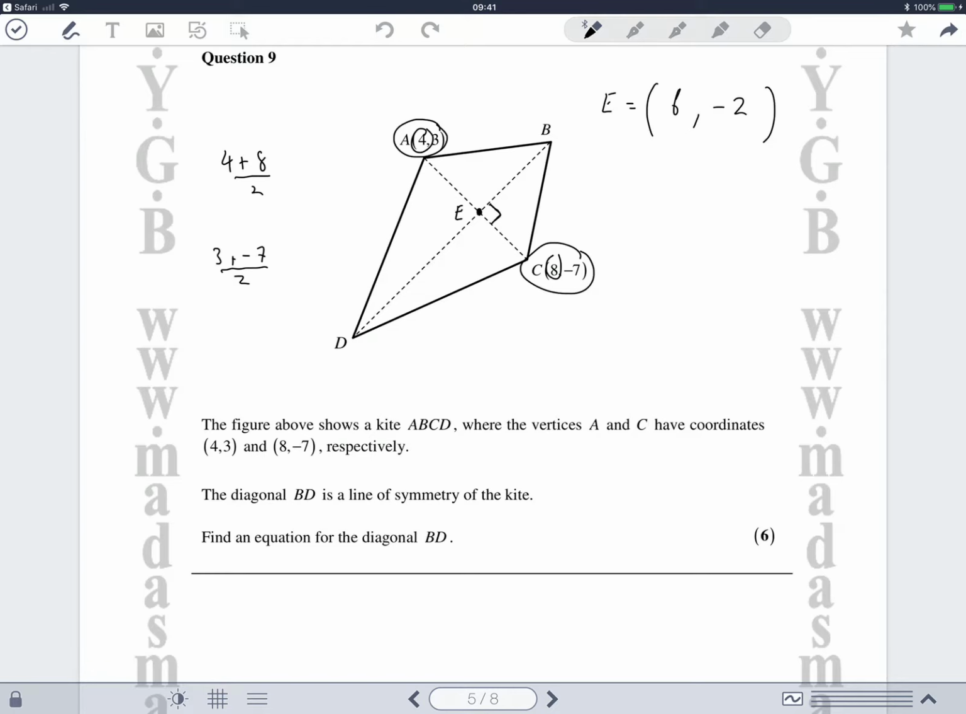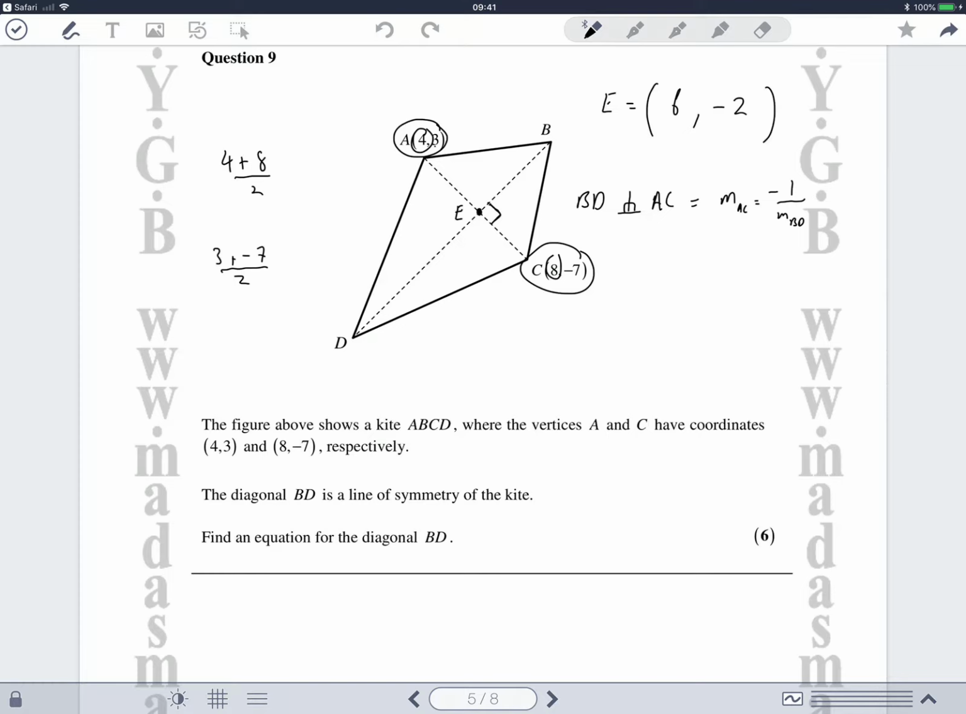Next thing I need to know is, because BD is perpendicular to AC, that must mean the gradient of BD is the negative reciprocal of the gradient of AC. Simple geometry facts there. So we need to find the gradient of A to C, and we can do that by the change in y.